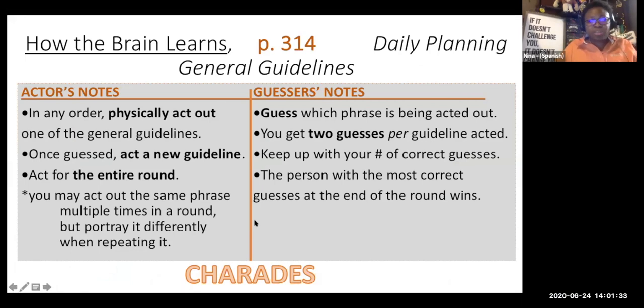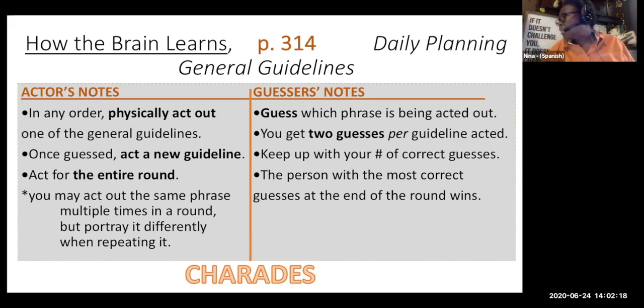Okay, so with charades, you all know how to play charades, right? You take a word or words and you physically act them out, and then everybody in the group has to guess what that word is. And to keep it moving, two guesses per person, per word. If I'm acting out a specific word, you only get two guesses. And then whoever guesses the most after a certain amount of time is our new actor or actress. And I say that it's on 314 is what we're using. I'm trying to go back to that page in my book, the ones that we just finished, daily lesson design.